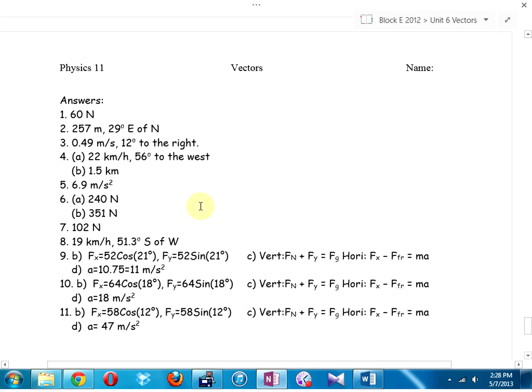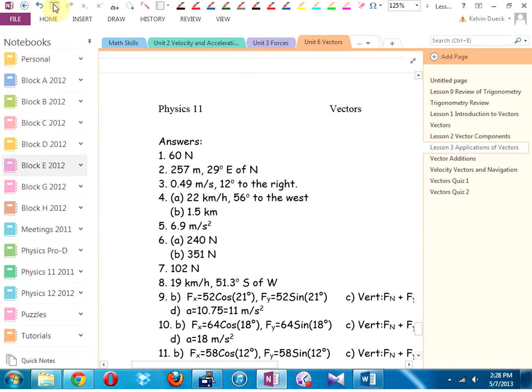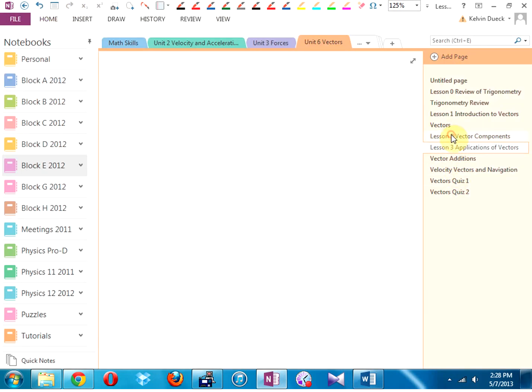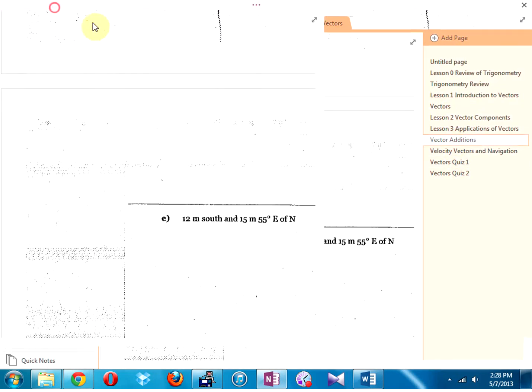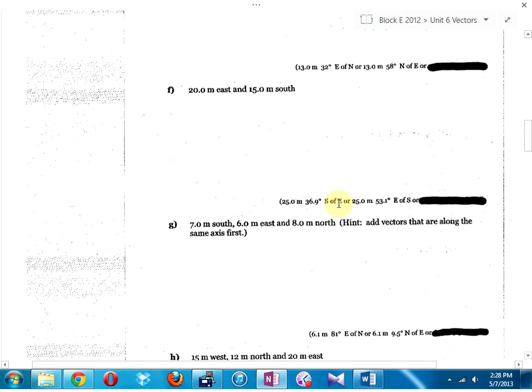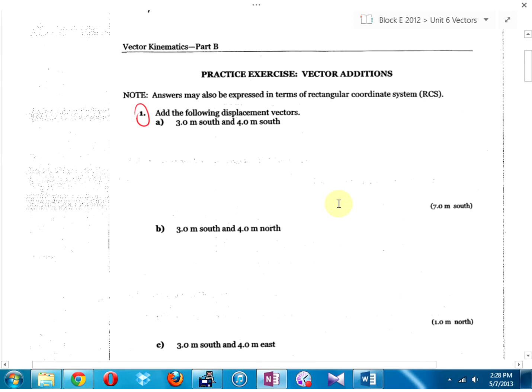This is not homework. What is homework? Well, if you have it done, if you want to hand in this sheet here that was called Vector Additions, because this is the one that I assigned pretty much everything. If you got that done, great. If not, get that in next class as well.